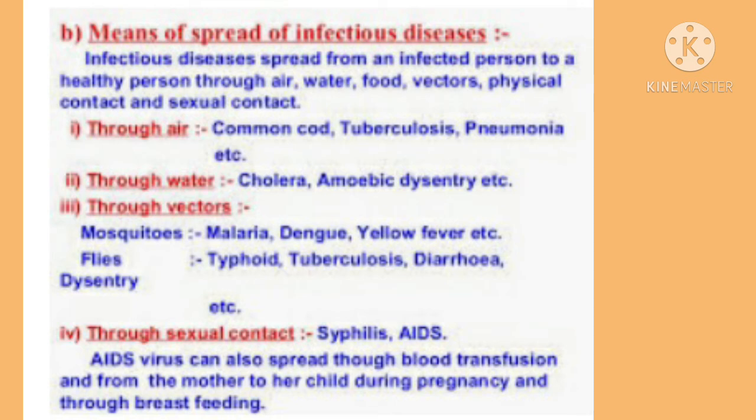Now we will discuss means of spread. As we know, infectious diseases are called communicable diseases because they can spread from an infected person to a healthy person. The means of spread are different for different pathogens. The various ways can be through air, water, physical contact, and carriers or vectors.